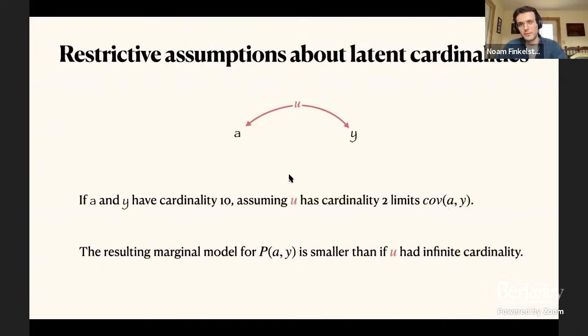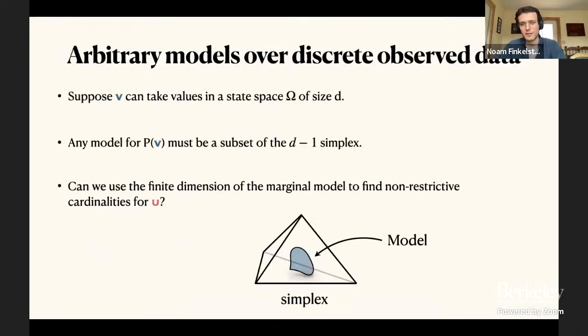And when you have a latent variable model like this, when you make assumptions about the cardinality of U, it could be that you're restricting the marginal model. So in this really simple model where A and Y share an unobserved common cause, if they both have high cardinality and you assume that U has low cardinality, you limit their correlation, and therefore the resulting marginal model is smaller than if you had infinite cardinality. So the question is, what can we say about cardinalities of these latent variables?